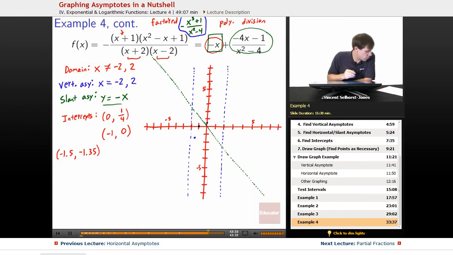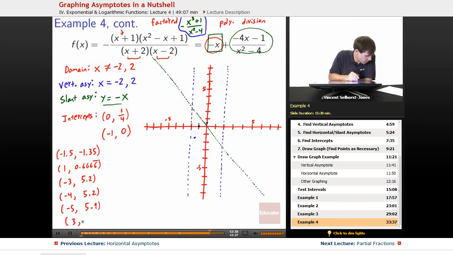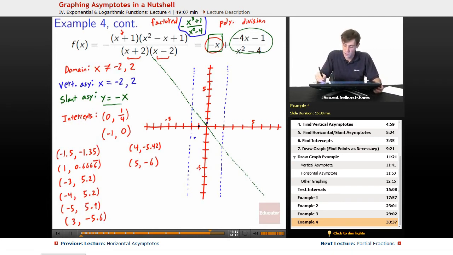Okay. And I'm just going to put down a whole bunch of points and then we'll plot them all at once. At 1, we're at 0.66, so 6 is repeating. So if 6s are repeating, it's just 2/3. What about negative 3? We're at 5.2. At negative 4, we're also at 5.2. That's interesting. At negative 5, we're at 5.9. At positive 3, we're at negative 5.6. At positive 4, we are at negative 5.42. At positive 5, we are at negative 6. Okay, that should be about enough for us to figure things out.